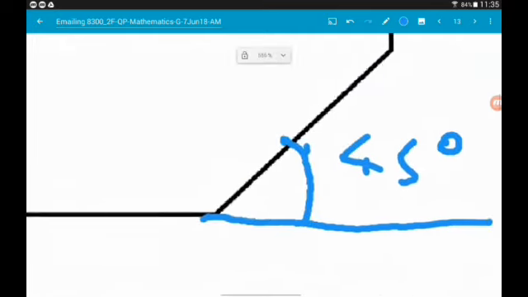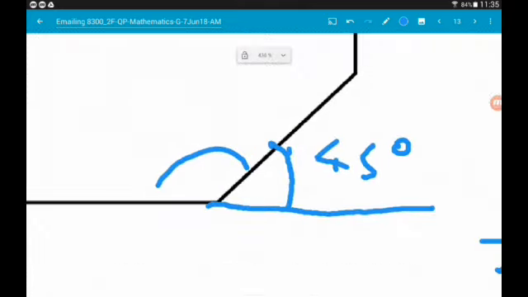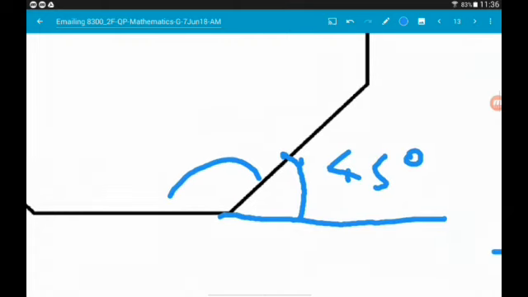Now from that, she could have worked out the interior angle because interior and exterior angles are on a straight line. So to work out the interior angle here, she could have then done 180 minus 45, which would give her 135.